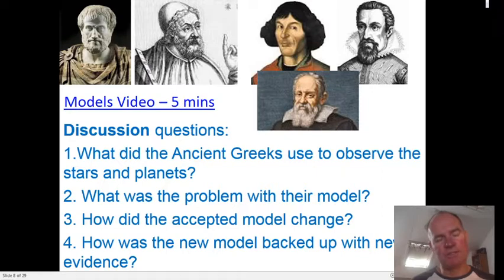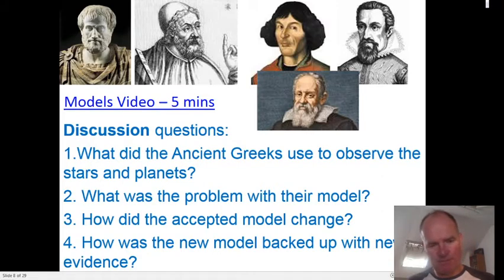And the problem with their model was that if you put the Earth at the centre, and obviously in their days the Earth was at the centre of everything, it became more and more complicated. The more observations they were able to make with their naked eyes, the more they had to put circles upon circles upon circles, and couldn't explain things, and it got extremely complicated. But the model did change with Copernicus and then Johannes Kepler later on.